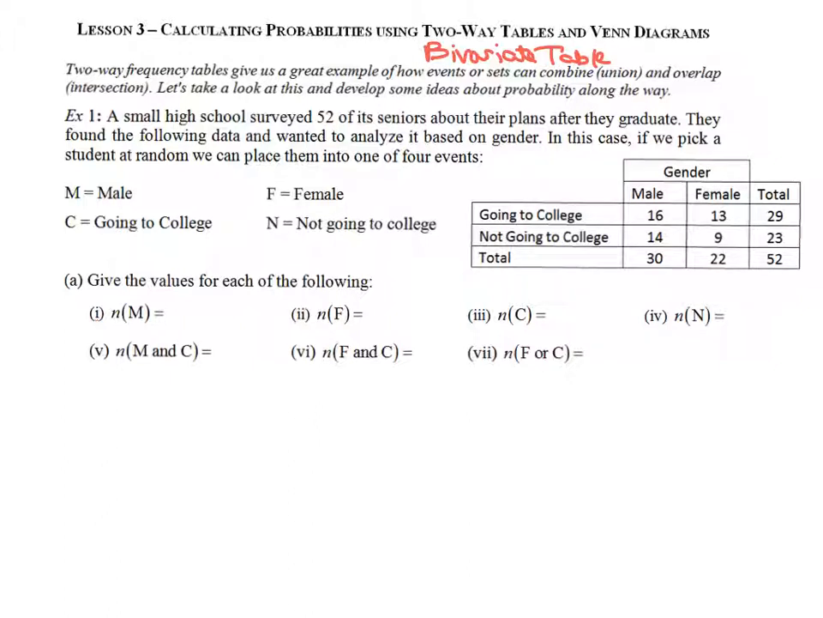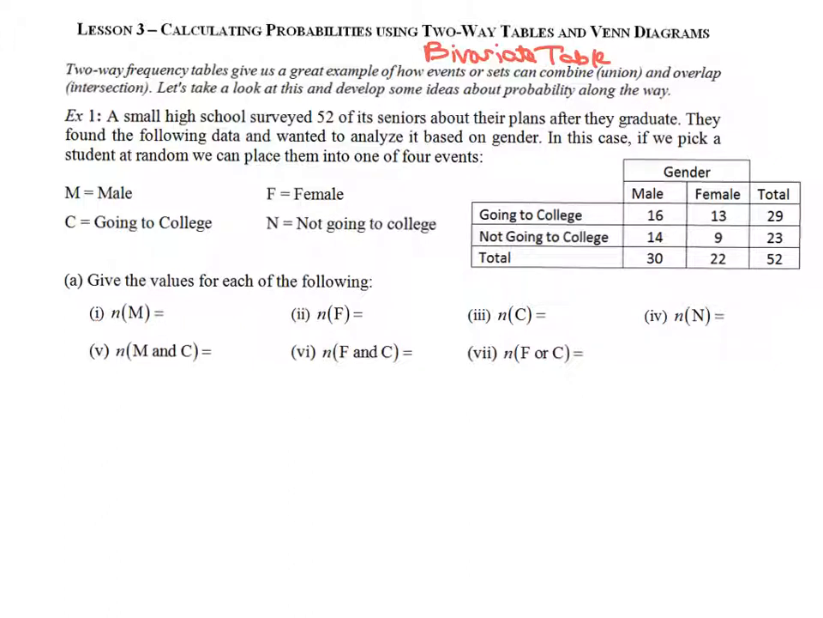A small high school surveyed 52 of its seniors about their plans after they graduate. They found the following data and wanted to analyze it based on gender. In this case, if we pick a student at random, we can place them into one of four events. So for our options for gender, we can either have a male or a female. And for their plans for college, they can either be going to college or not going to college. So you can clearly see that there are four different boxes in our table that specify those numbers.